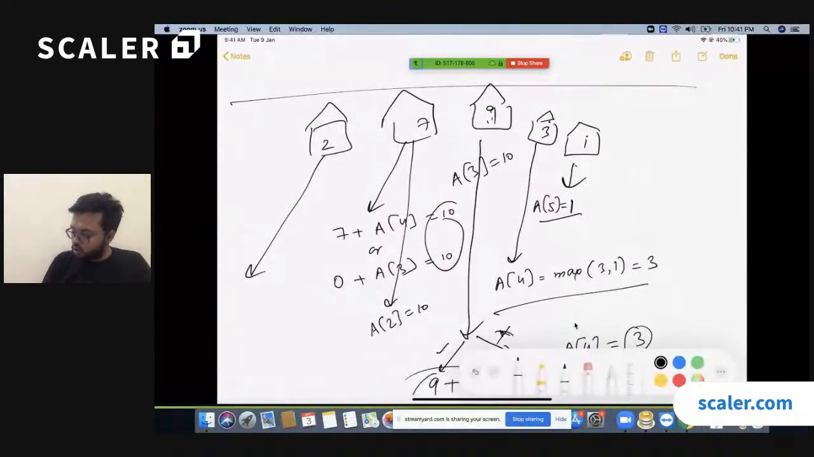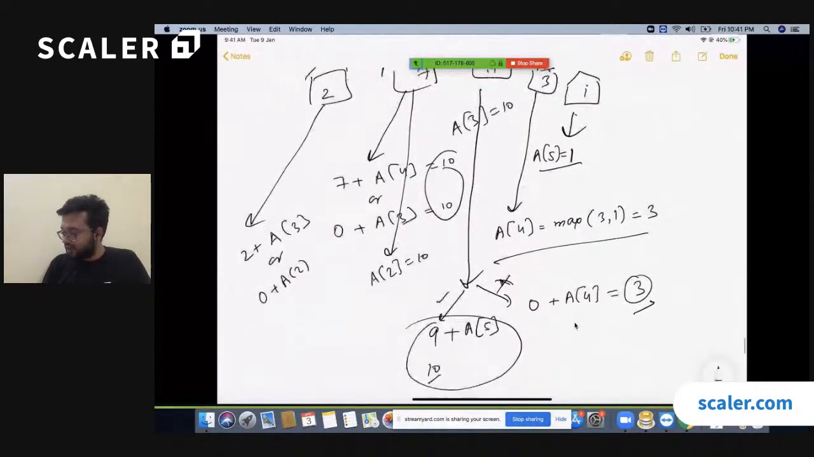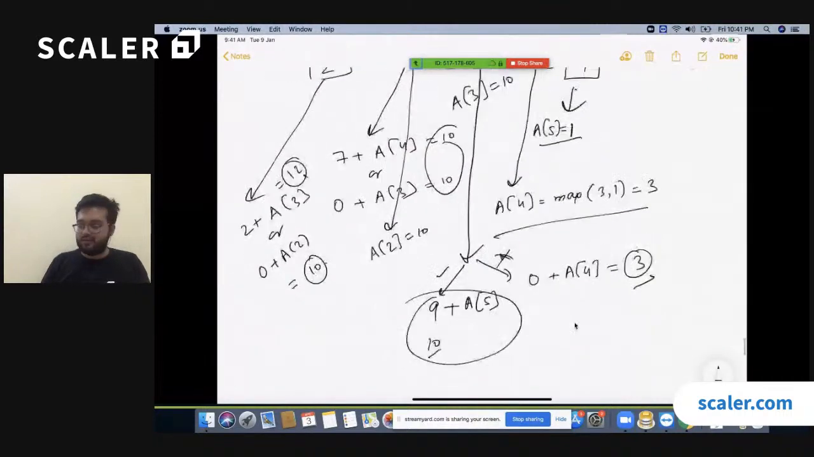It becomes 2 plus answer 3, or it becomes 0 plus answer 2. Answer 3 is 10, right? Sorry, answer is 10. 2 plus answer 3 is 12. So one option is 12. Or if 0 plus answer 2, which is 10.